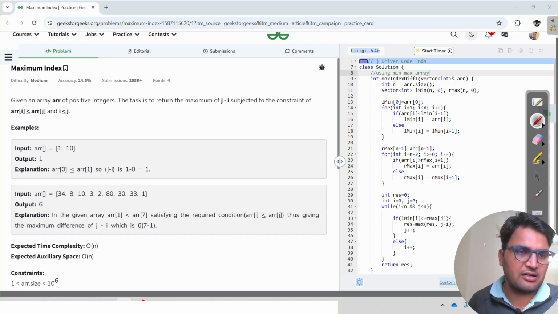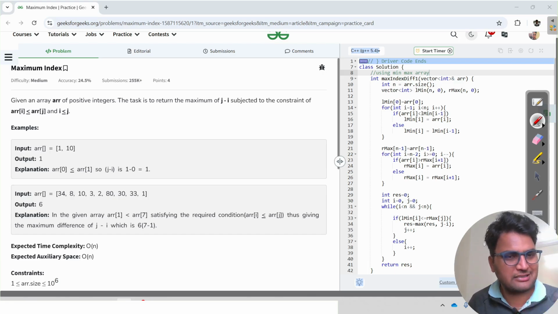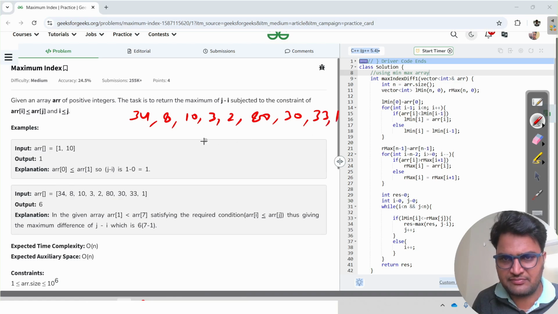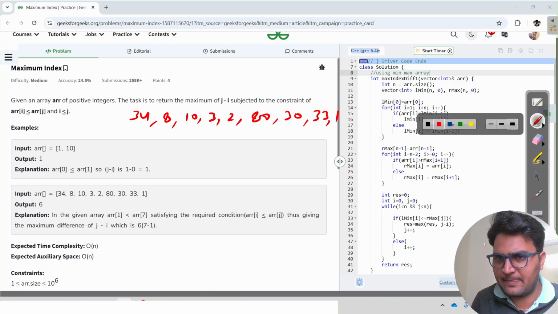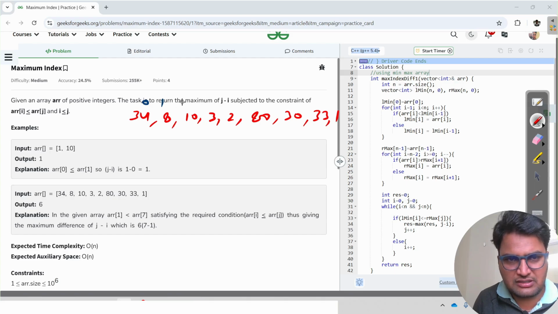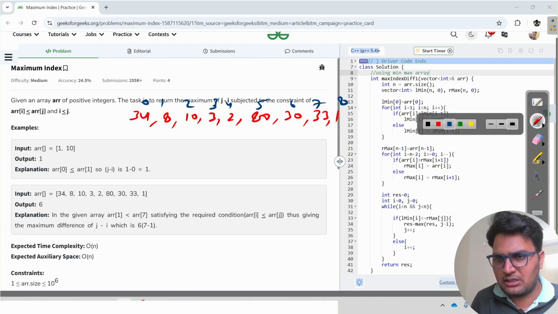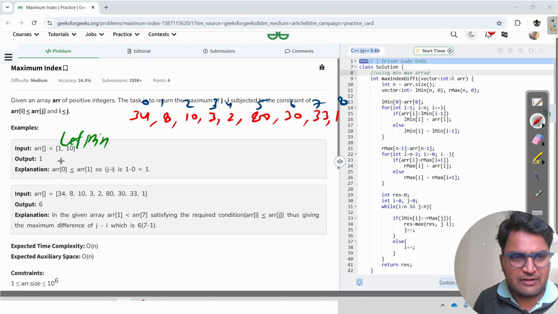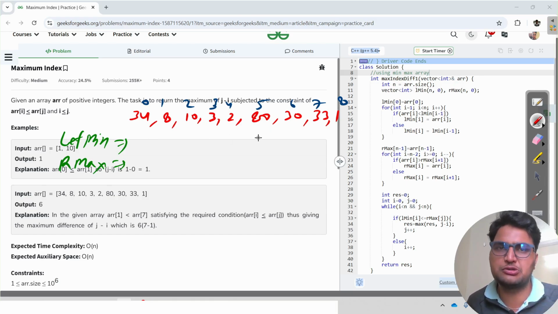So what is coming to my mind regarding this question, what we can do basically. Let me write it again here. This is our given array, and the indexes are 0, 1, and so on. Now what I will do is go with the left min array, and the right max array, basically. So I will compute the two arrays here.